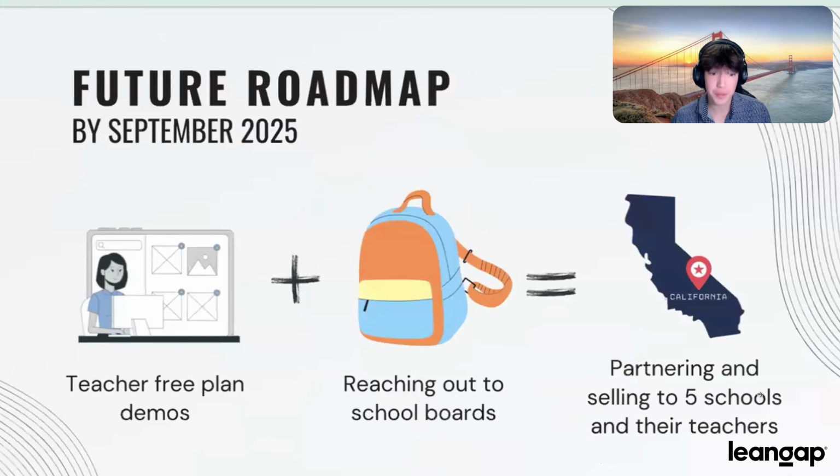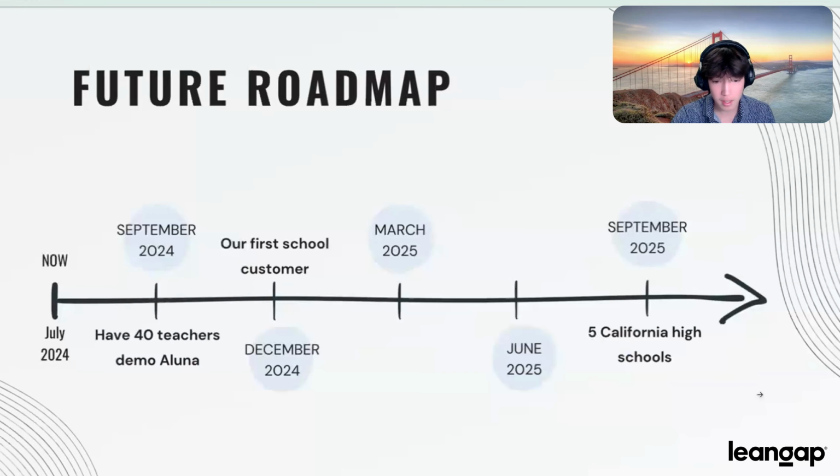And what will our team do in the future? By contacting teachers and offering them demos, along with reaching out to school boards, we plan to partner with 5 schools and their teachers before 2025. And this is what that may look like, where we initially try to build our user base with teachers demoing on free plans while using the user base to market our product to those school boards. And this will result in 5 school customers by September 2025.